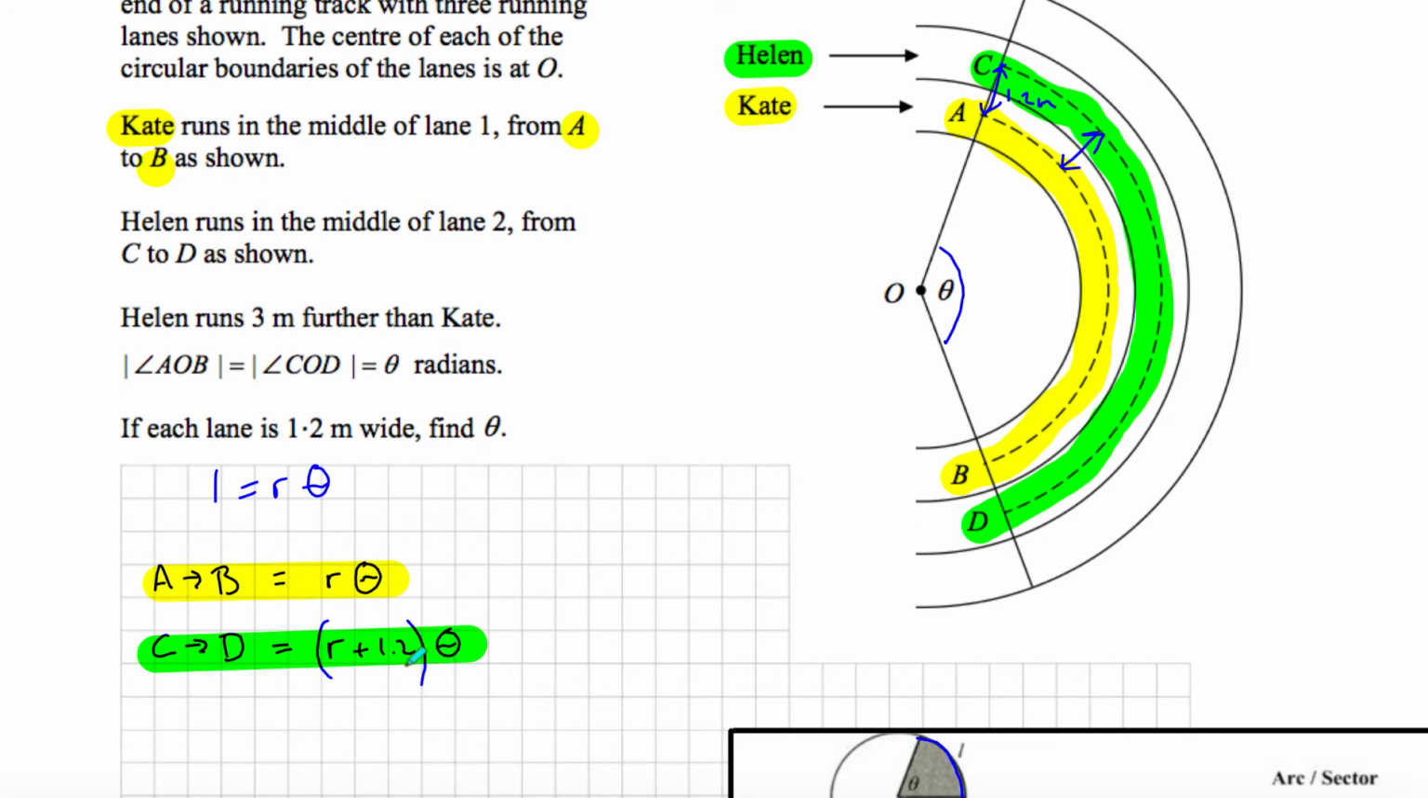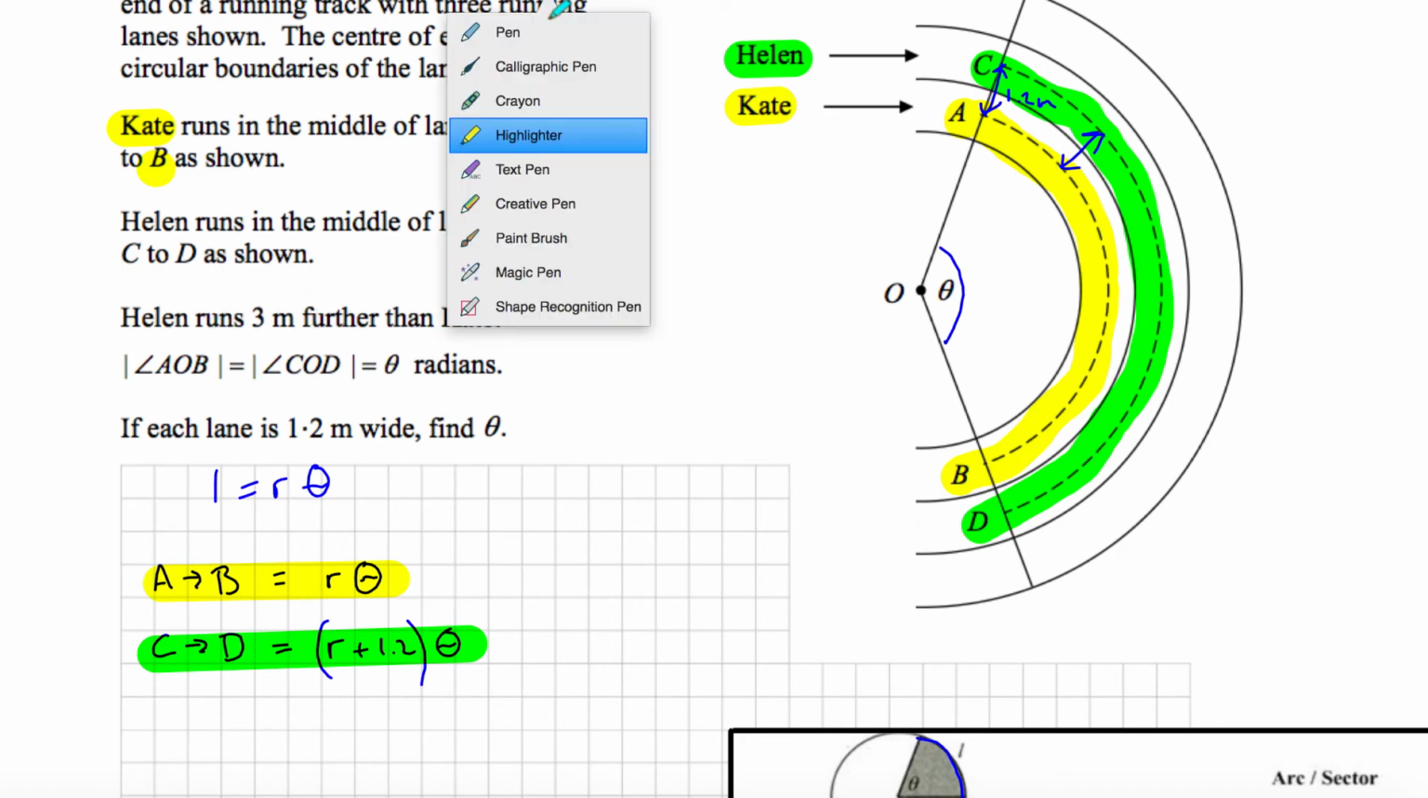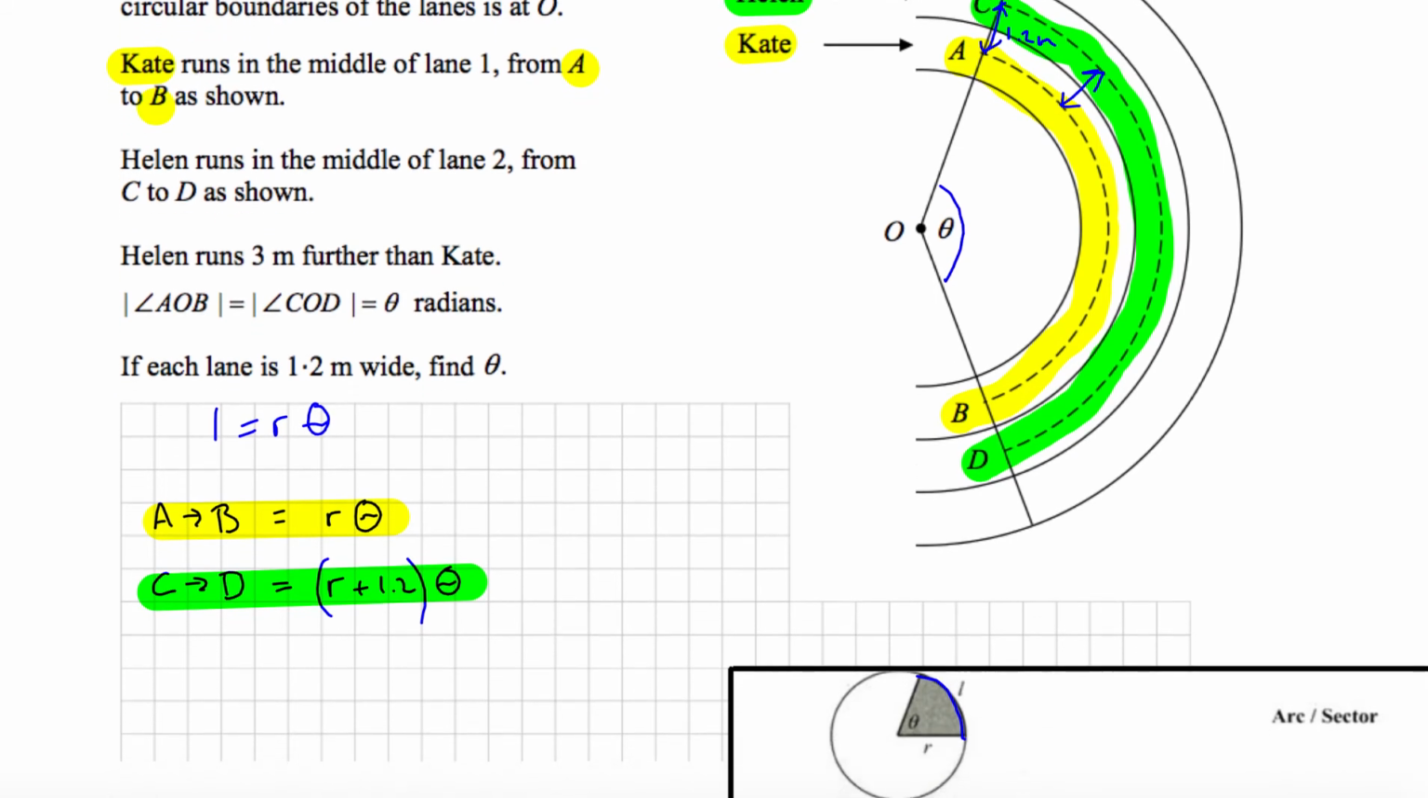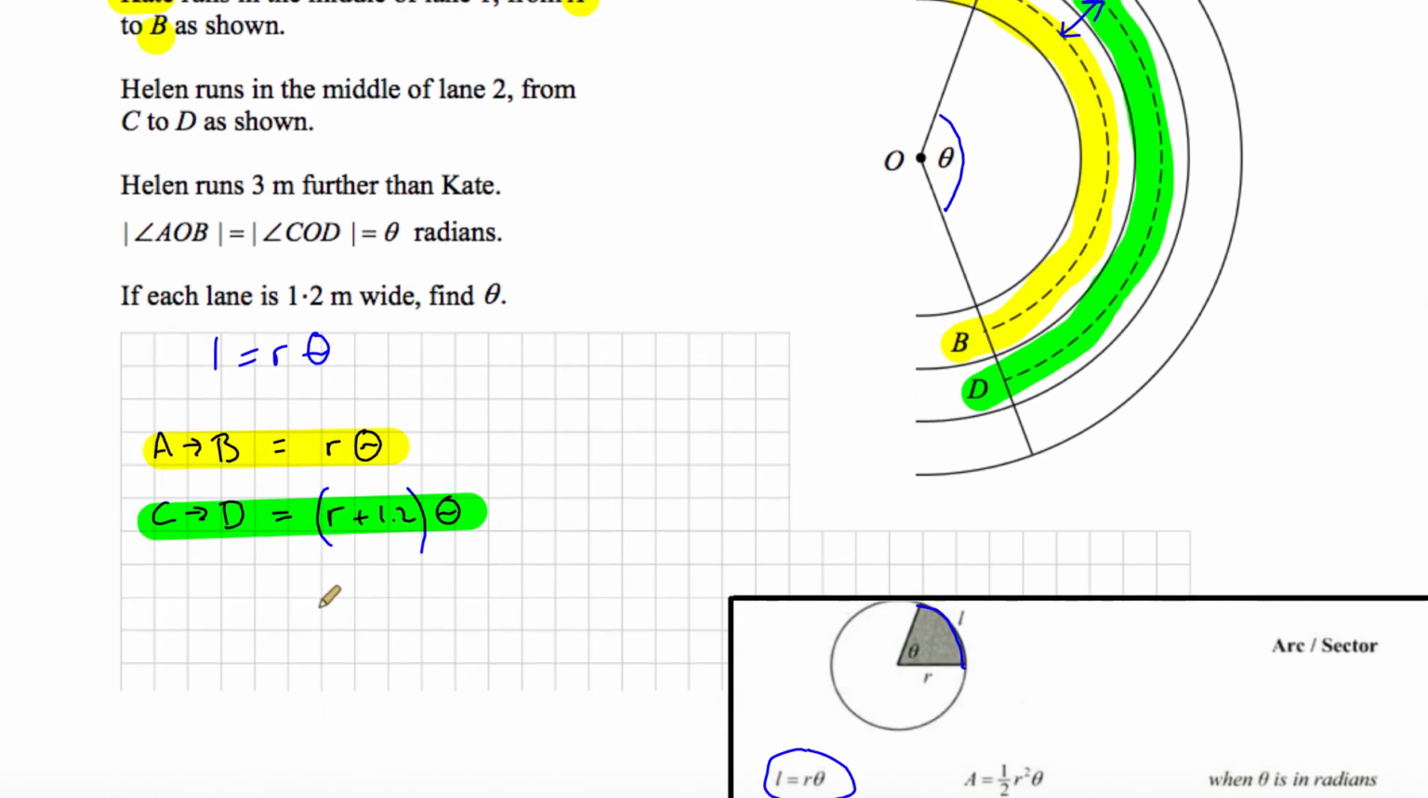Okay, so we know our yellow distance and our green distance. And now we're going to set up an equation using this information here. Helen runs 3 meters further than Kate. So that means that the yellow distance plus 3 is equal to the green distance. In other words, R theta plus 3 is equal to R plus 1.2 by theta. So some people get mixed up there and they add the 3 to the green distance, but it's the yellow distance that's shorter. So the yellow distance plus the 3 is equal to the green distance.